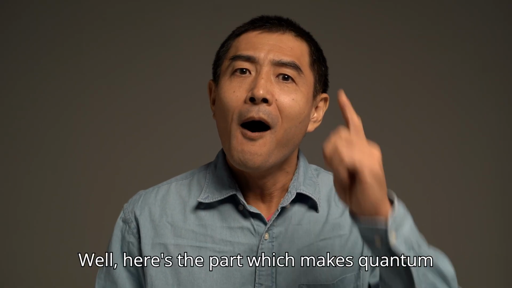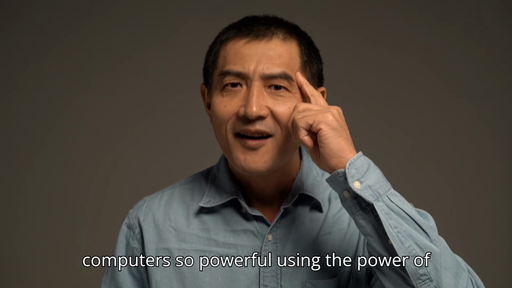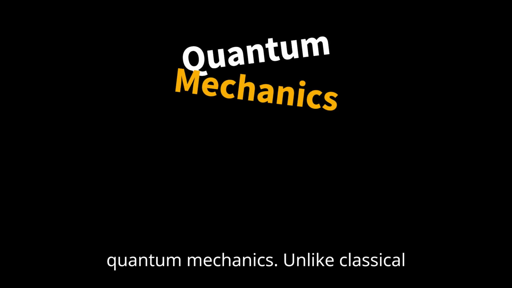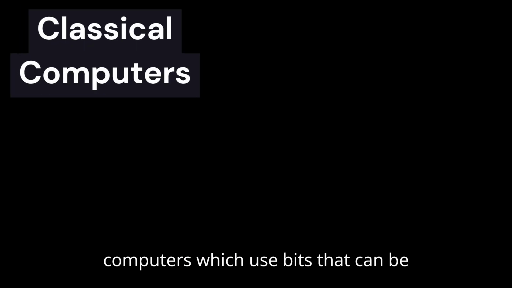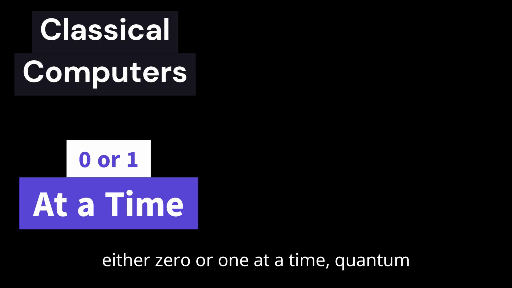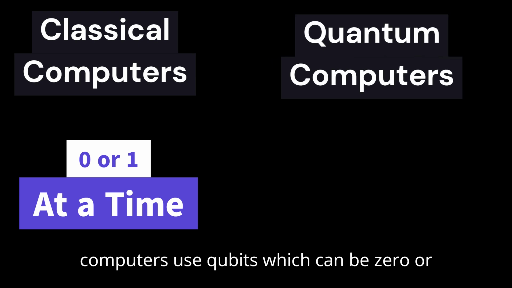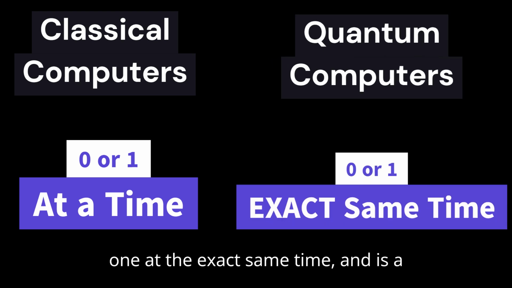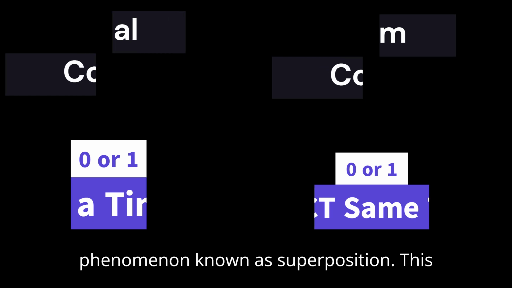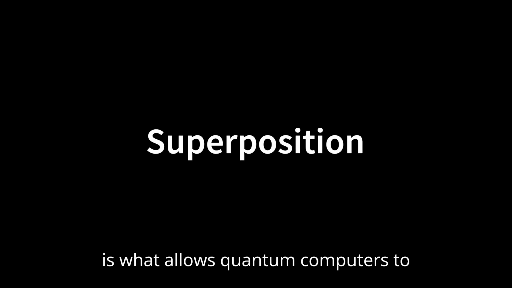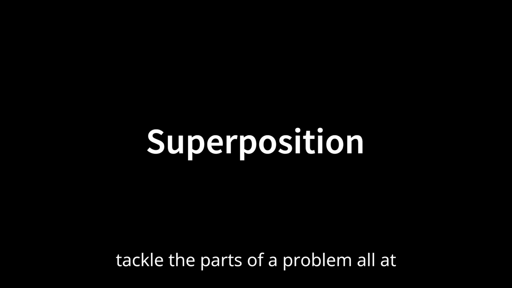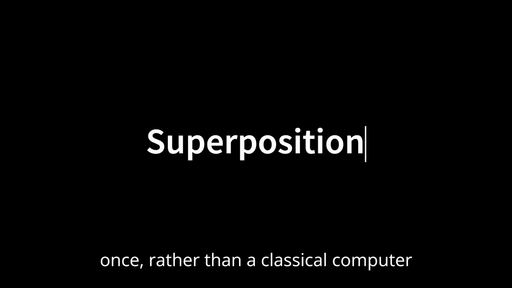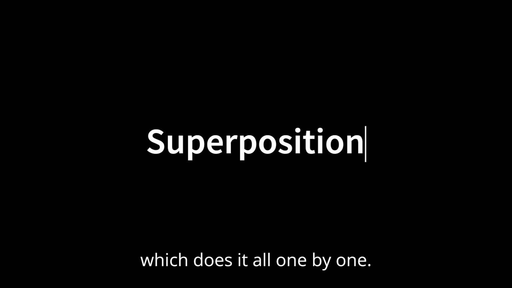Well, here's the part which makes quantum computers so powerful, using the power of quantum mechanics. Unlike classical computers, which use bits that can be either 0 or 1 at a time, quantum computers use qubits, which can be 0 or 1 at the exact same time, a phenomenon known as superposition. This is what allows quantum computers to tackle the parts of a problem all at once, rather than a classical computer, which does it all one by one.